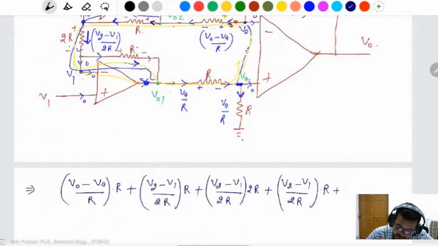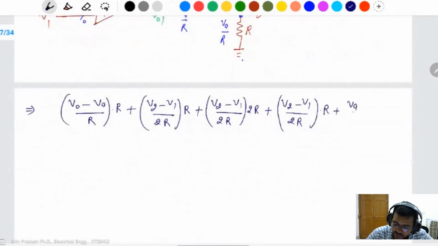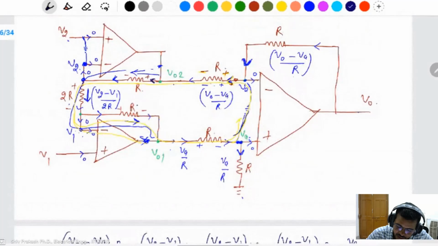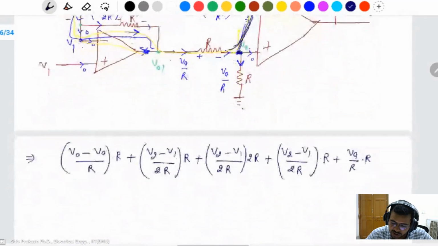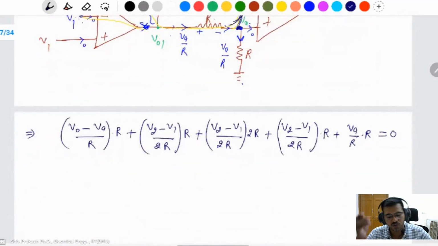This current is VA by R because of this one. VA by R plus VA by R into R. VA by R into R, plus anything here? No. This is the virtual short, and this point will be the same. I start from here, then here, and this one will be the same because of the virtual short, and this will be a closed loop of KVL equal to 0.